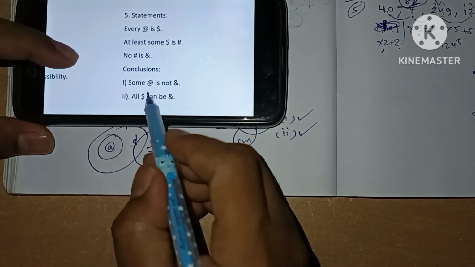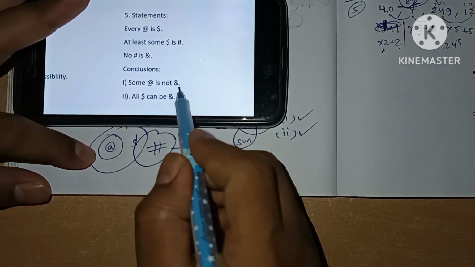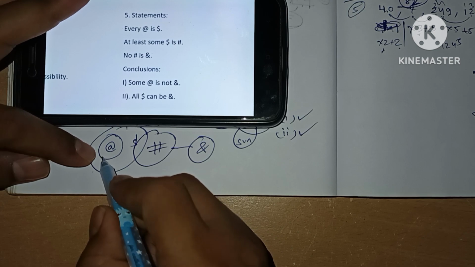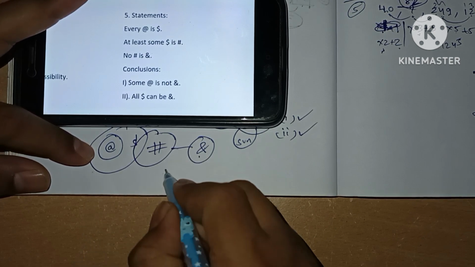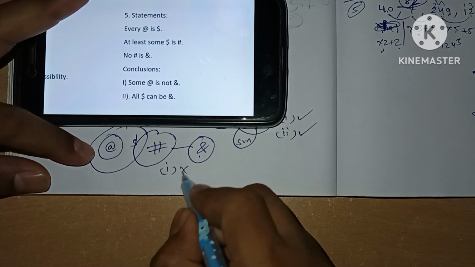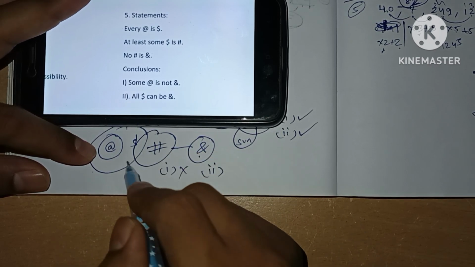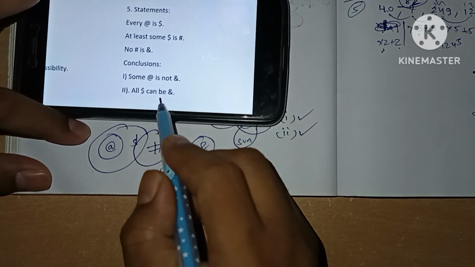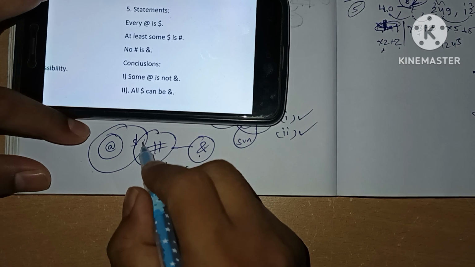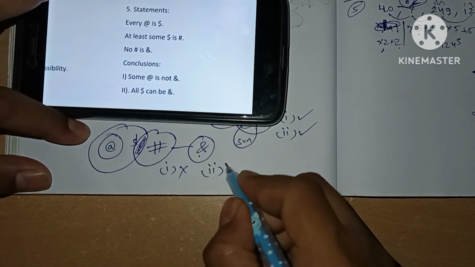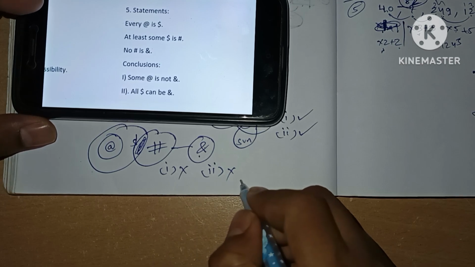Let's see conclusions. Some at the rate is not end. We check whether all at the rate can be end. All at the rate can be placed inside end and it is possible. So the all case is possible, which means the some-not case fails. Second conclusion: all dollar can be inside end. Is it possible? No, because of sharing of this part. So the all case fails. So neither one nor two is the answer for this one.